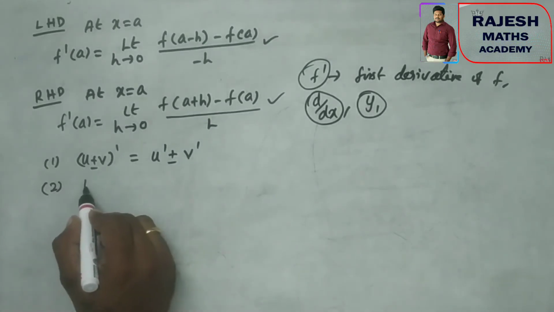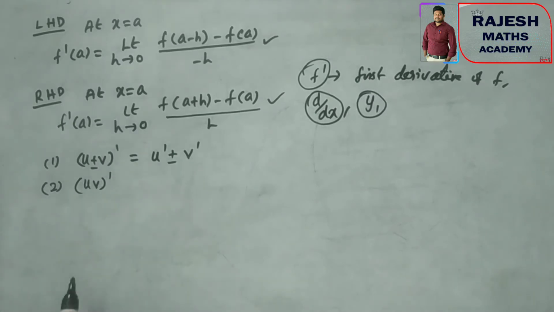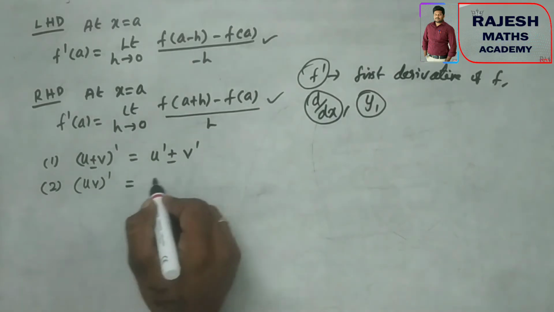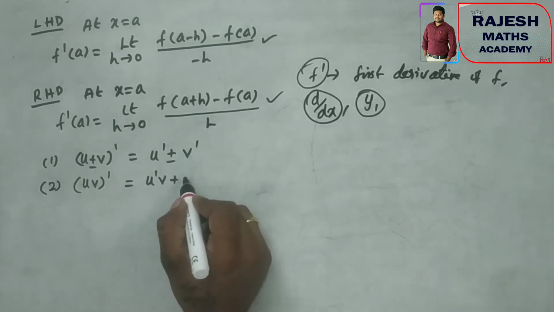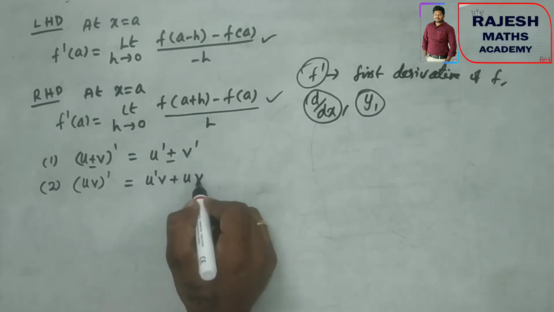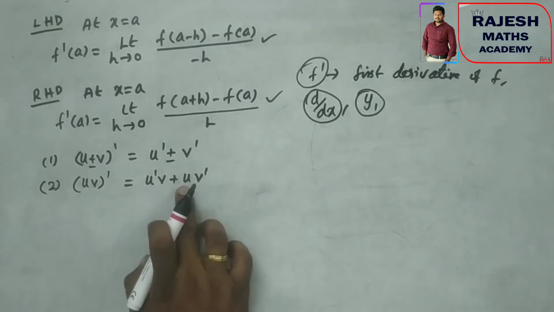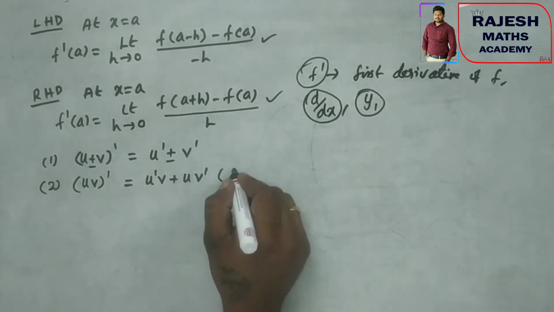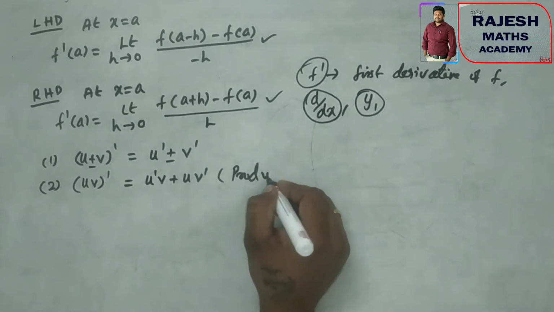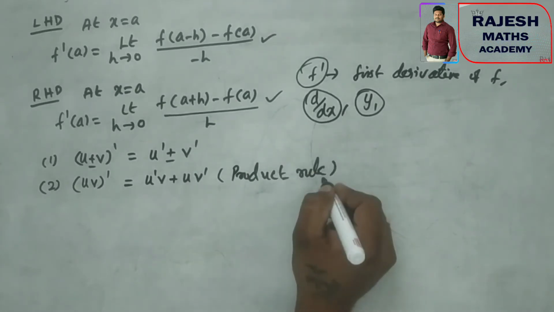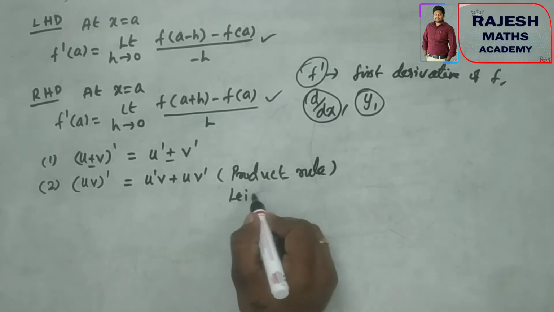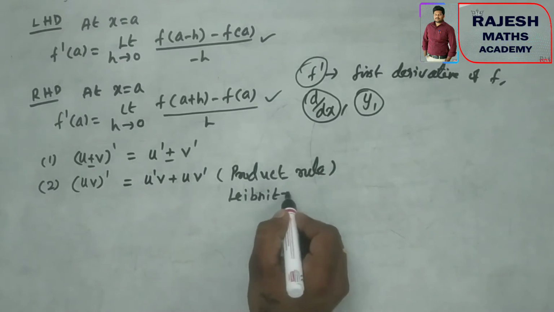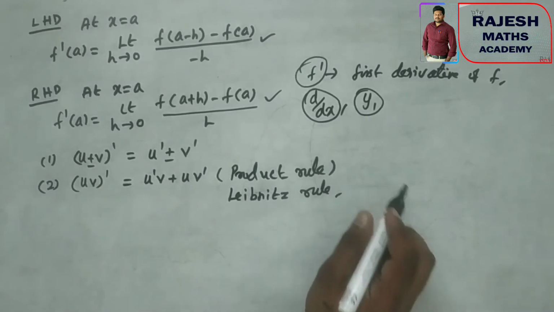The second rule is, if two functions are multiplied with each other and we find the derivative, that is equal to the derivative of the first function into the second function plus the derivative of the second function into the first function, or you can write u v dash plus v dash u. This is called the product rule. One more name is there, that is the Leibniz rule. Leibniz rule or product rule we will say.